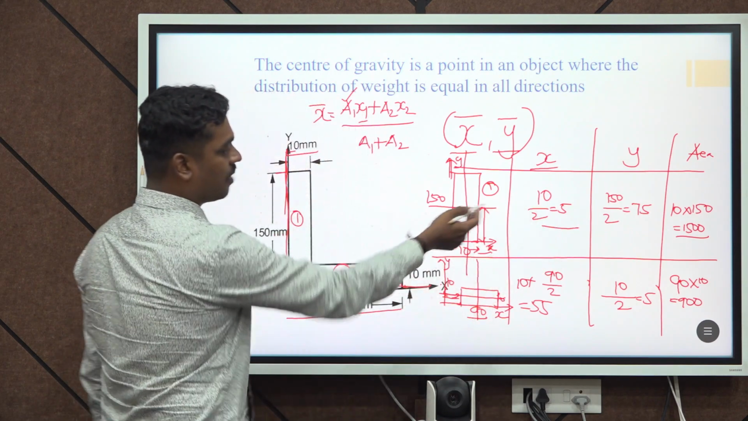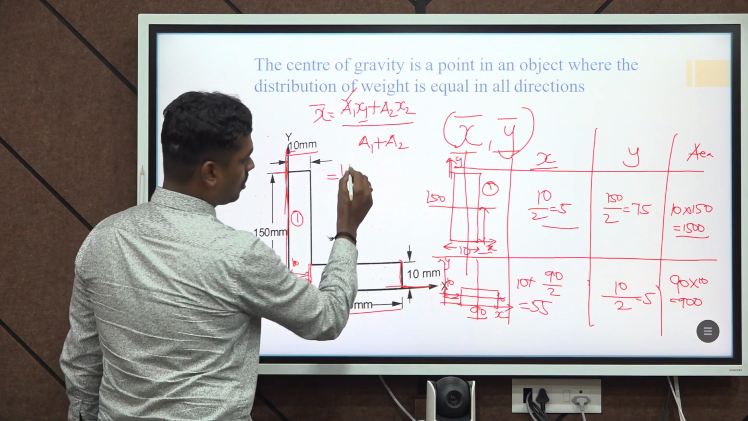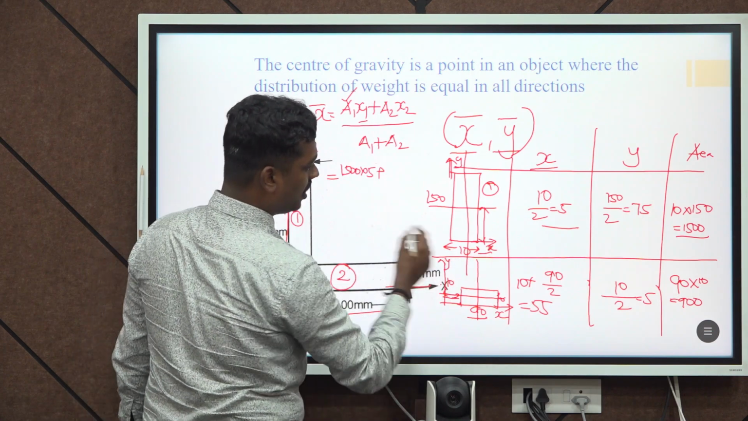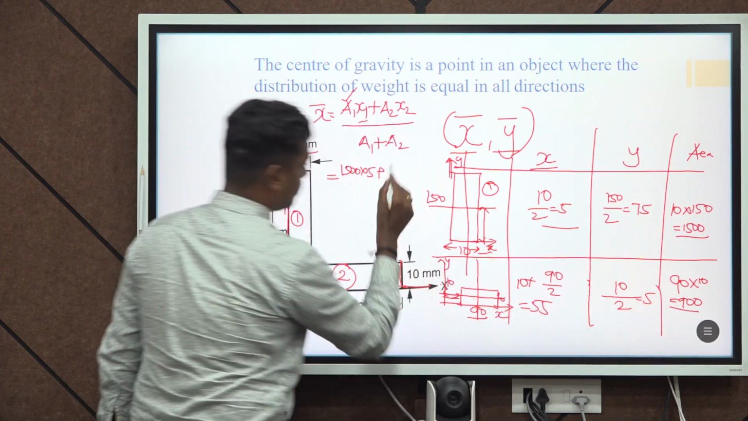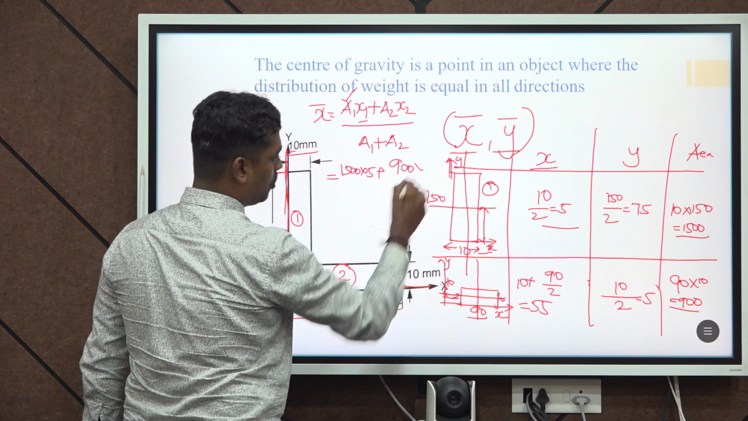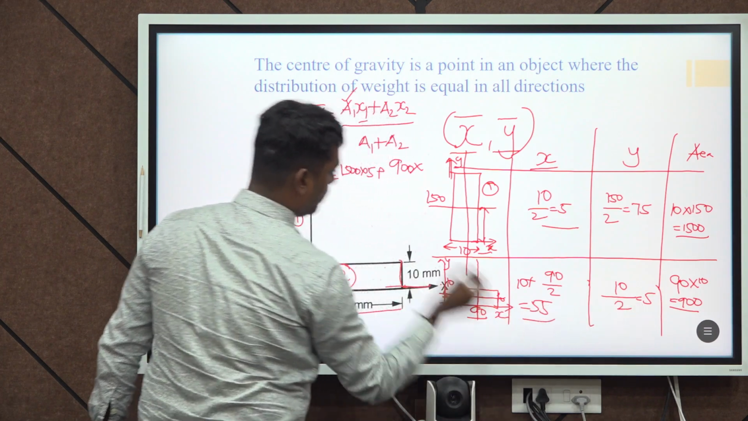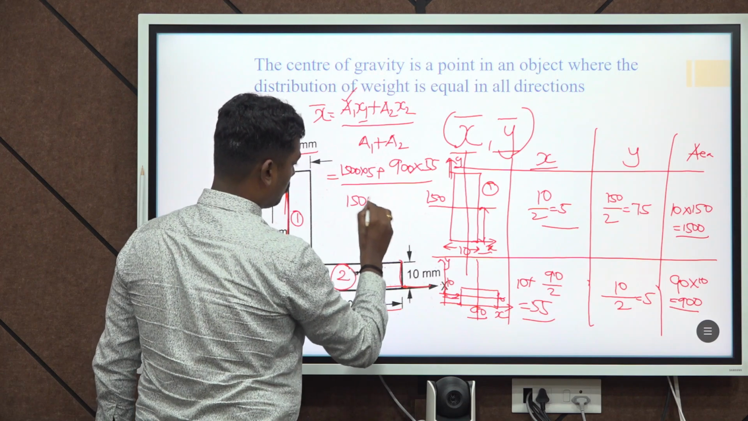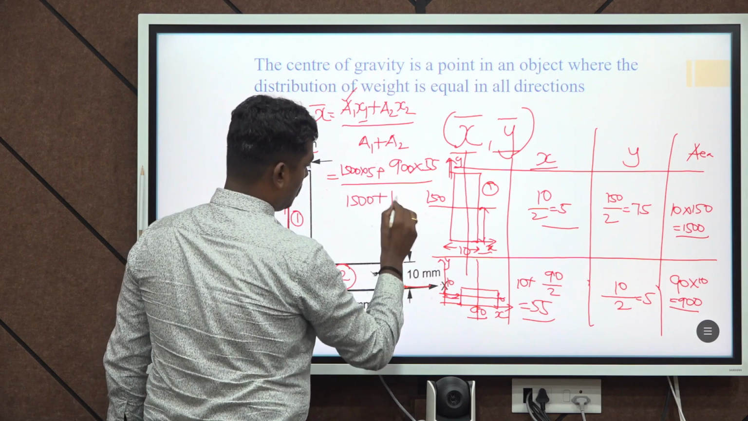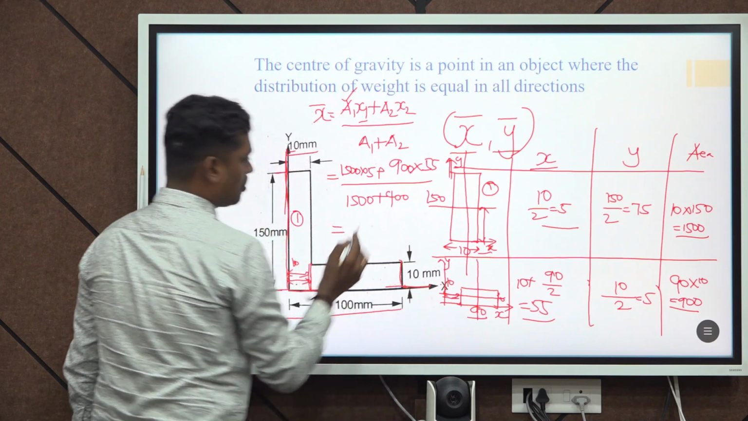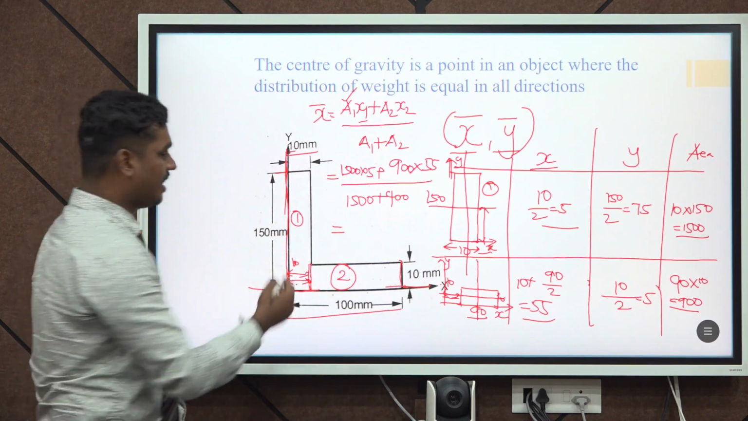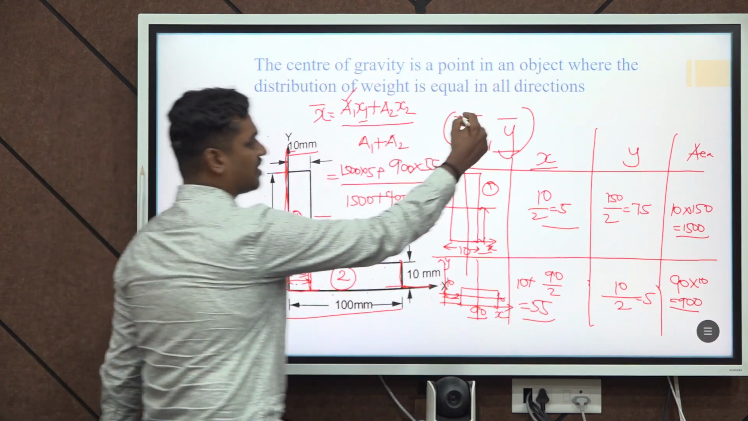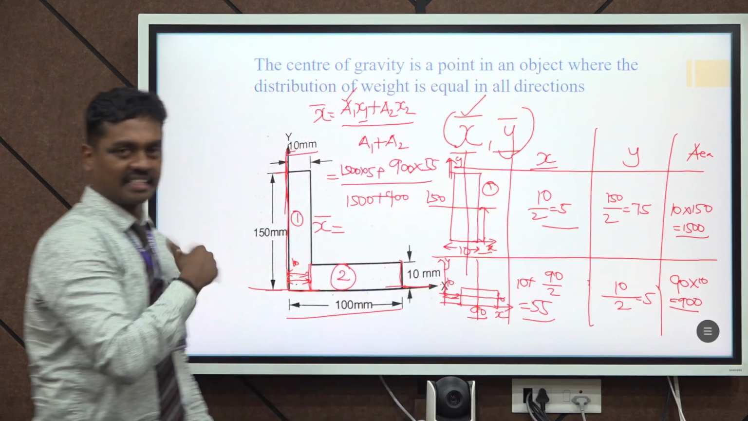x1 will be here. For the first section, the x value is 5. So that will be 1500 into 5 plus the area 2, which is 900, into x2, which will be 55, divided by the summation of areas, 1500 plus 900. After calculating these, we will be getting the value of x bar. So this is the center of gravity with respect to the x axis.